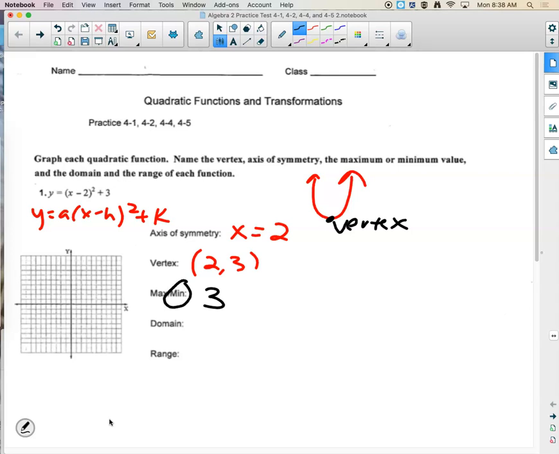Now again, I'm not going to take off if somebody does min and then writes the ordered pair 2, 3, but 3, really it's the y value that we're talking about for min or max. Now we might want to graph this one before we start talking about domain and range. So let's get our little vertex on at 2, 3. Put our axis of symmetry on there.